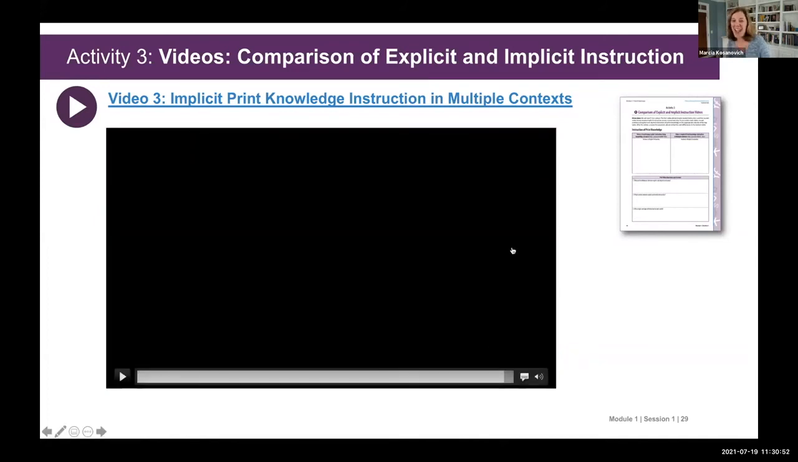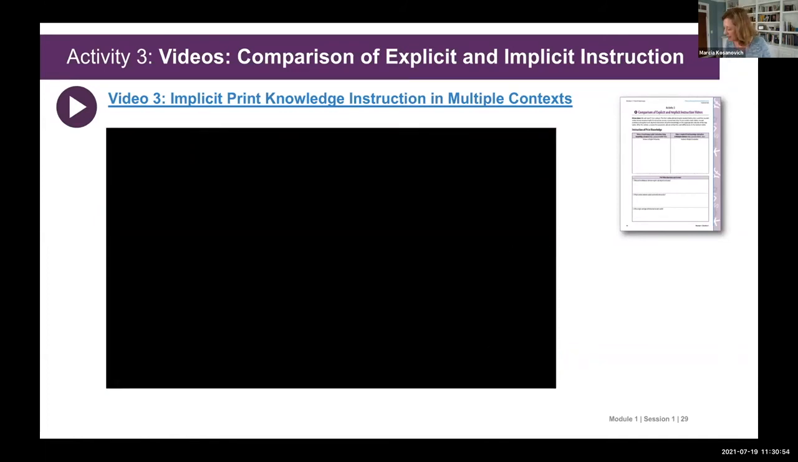Okay, so in the chat, drop some evidence that you saw of implicit instruction. And I see Gateman got us started. Excellent observations. She linked activities to previous lessons or knowledge. She reviews previously taught letter S. So there we go. That's an example of cumulative review.